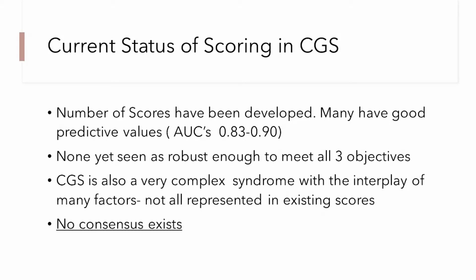So the current status, as I looked at the literature, is represented in what I heard this morning. You've got a lot of scores. You've got some very good scores, but none of them are really seen as robust enough to handle all those three things: being good for clinical trials and registries, helping to identify patients, and helping to evaluate new therapies. And you have a very complex problem.